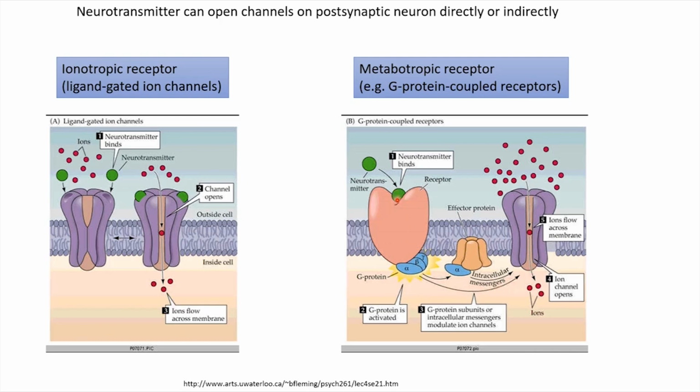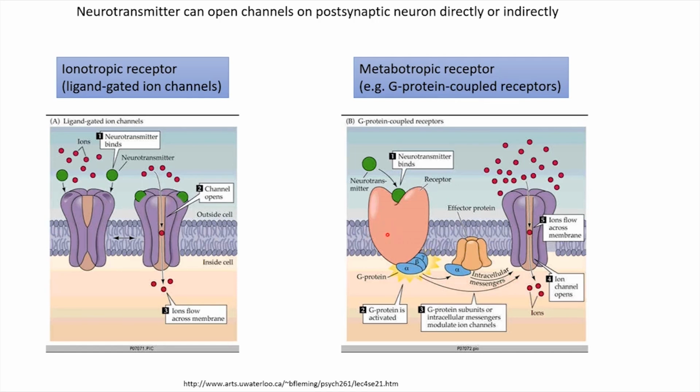The binding of the neurotransmitter and the opening of the channel is separated by a couple of layers in between. So in terms of speed, obviously the ionotropic receptors would be faster because the binding of the neurotransmitter and opening of the channel is happening at the same location, whereas here there are a couple of layers in between.